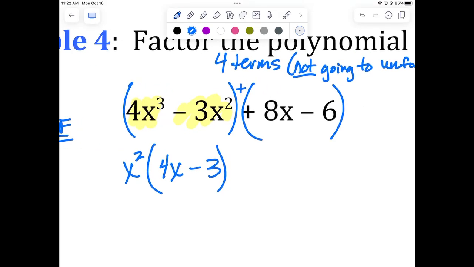Let's switch flavors here now. On the next one, 8x minus 6. Do they have any numbers in common? 2. Do they have any x's in common? No. Okay, so I'm just going to factor out the 2, and now I factor out. What's 8x divided by 2? 4x. Minus, what's 6 divided by 2? 3. Okay, so I factored 4 terms. I had 4 terms to begin with. I now have 2 terms.